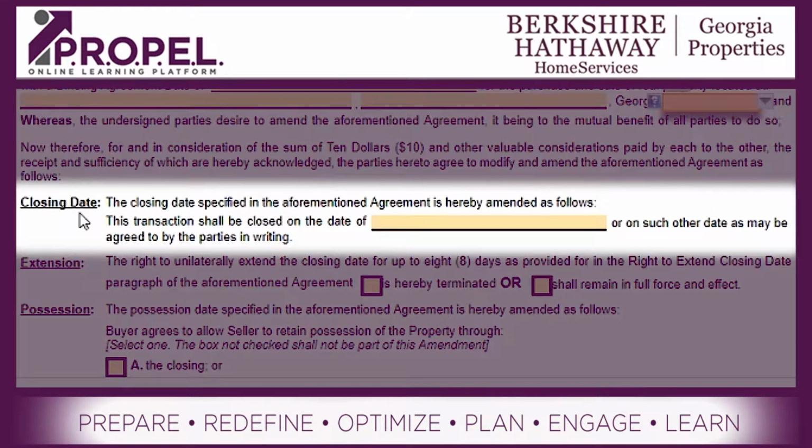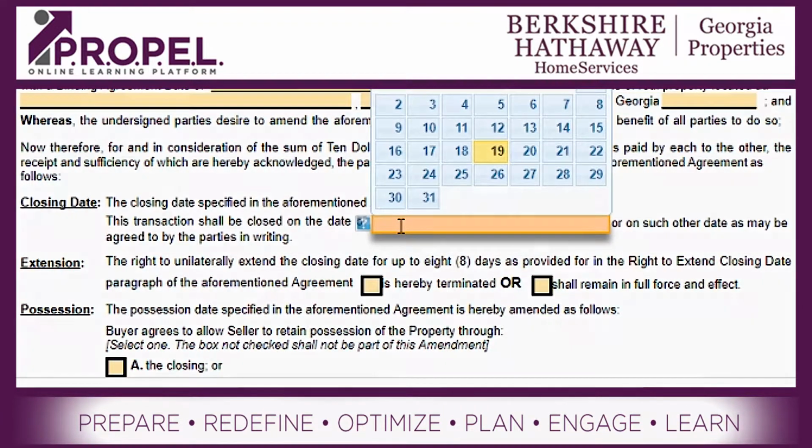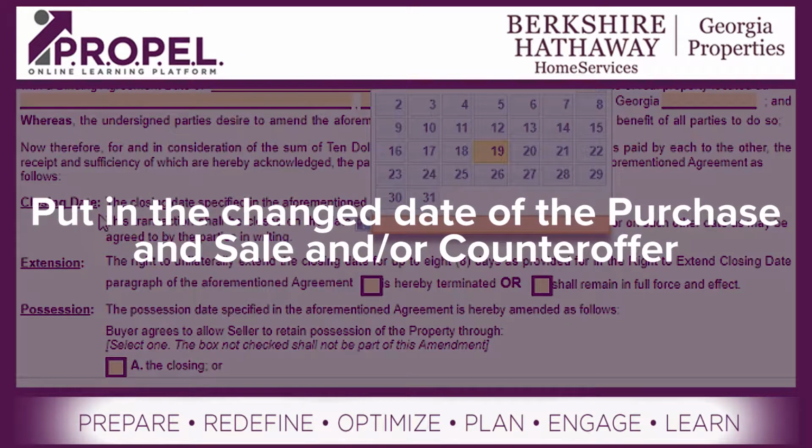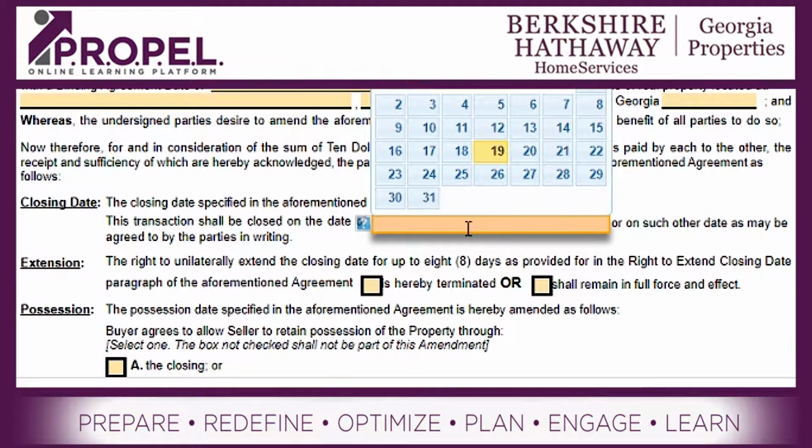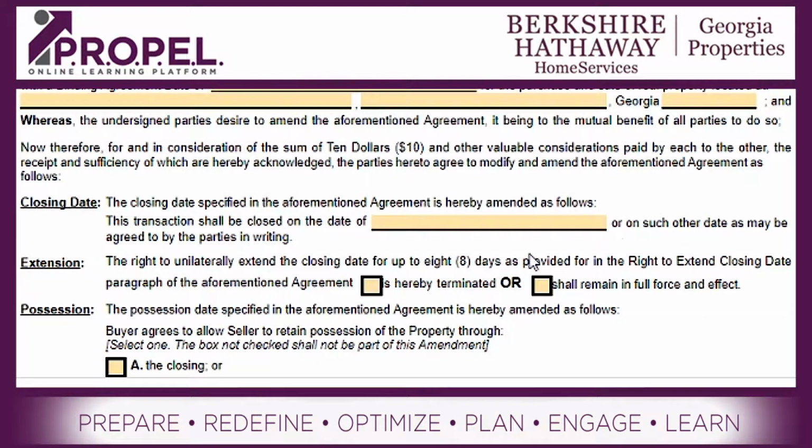Then when you come down to this section, you've got the closing date. So if the date is going to change from the contract, the purchase and sales, and or the counter offer, that's the date that you would put in here. So you would put that date in here.